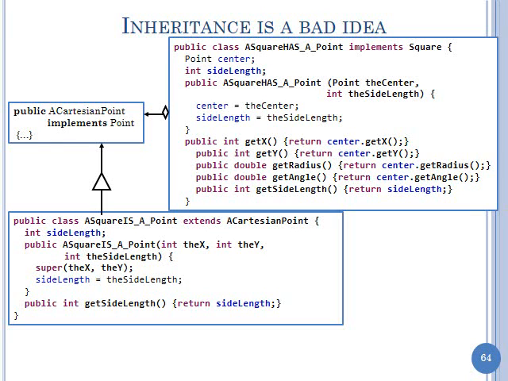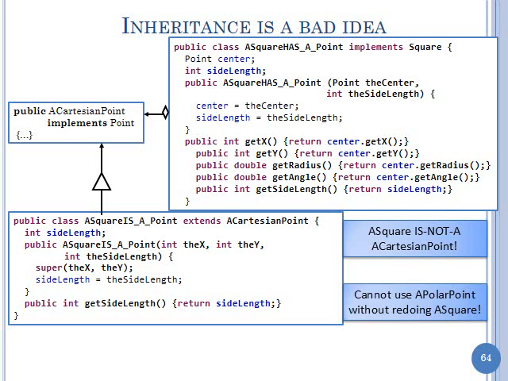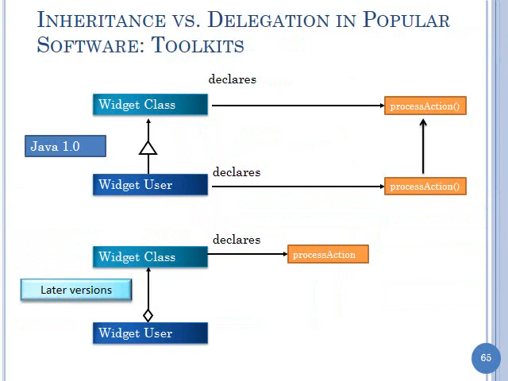This is an example. In textbooks I saw this done through inheritance, and this is a mistake people, even professionals, make. So square is not a Cartesian point, and we cannot use a polar point without rewriting. And just to tell you, I've learned through my mistakes, and I've cursed myself for not being pure. The whole community has done it.